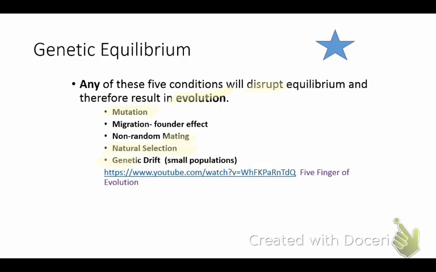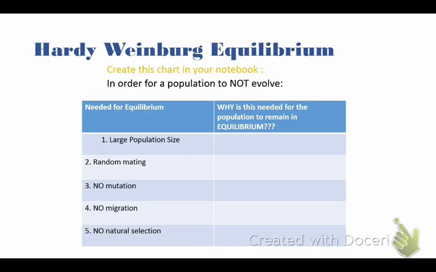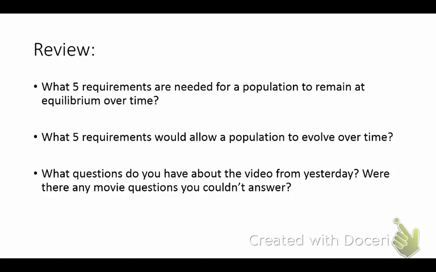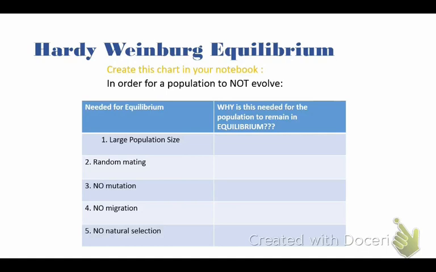All right. So, in order for a population to not evolve, you need to think about why each of these is needed for the population to remain in equilibrium. All right? So take a few minutes, maybe 3 minutes with a partner. Try to write down your answers for each of these, and then we'll review them in a minute. Okay?